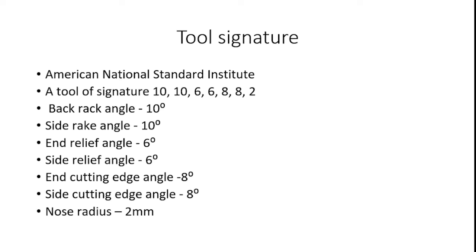Generally the tool signature is written as 10, 10, 6, 6, 8, 8, 2. Likewise the tool signature is mentioned with its standard. Here, what is the sequence? The sequence starts from back rake angle, side rake angle, end relief angle, side relief angle, end cutting edge angle, side cutting edge angle, and nose radius. These are all provided with the tool signature.